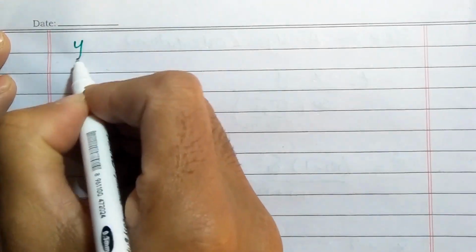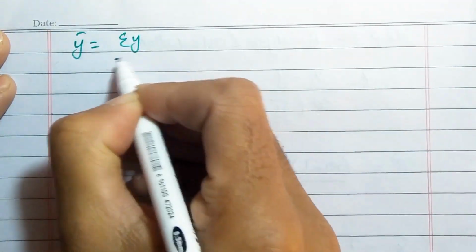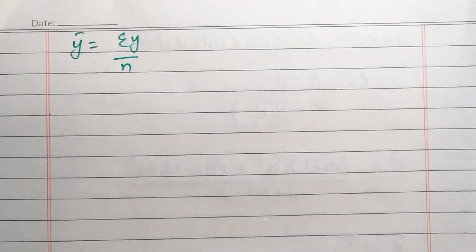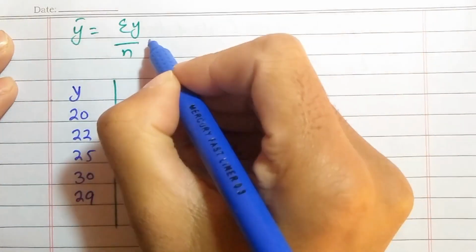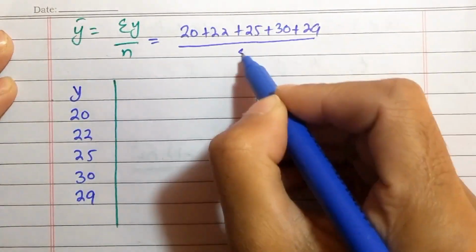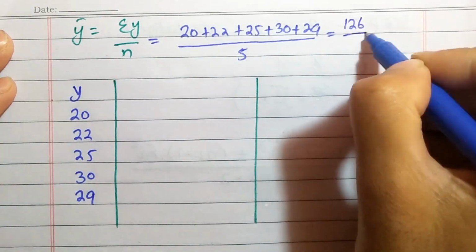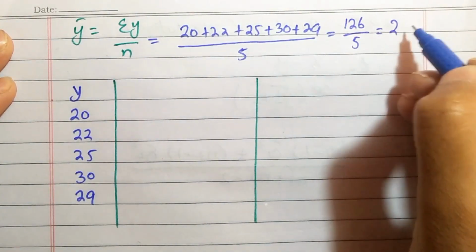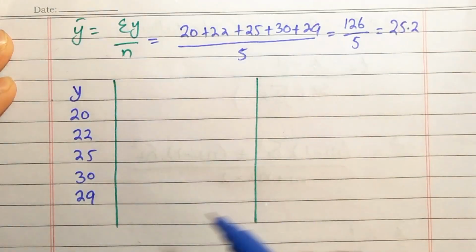Now we are going to calculate Y bar. Y bar is equal to sum of Y divided by N. After that we will calculate sigma 2 square. Y represents sample 2. 126 divided by 5 is equal to 25.2. So the value of Y bar is 25.2.